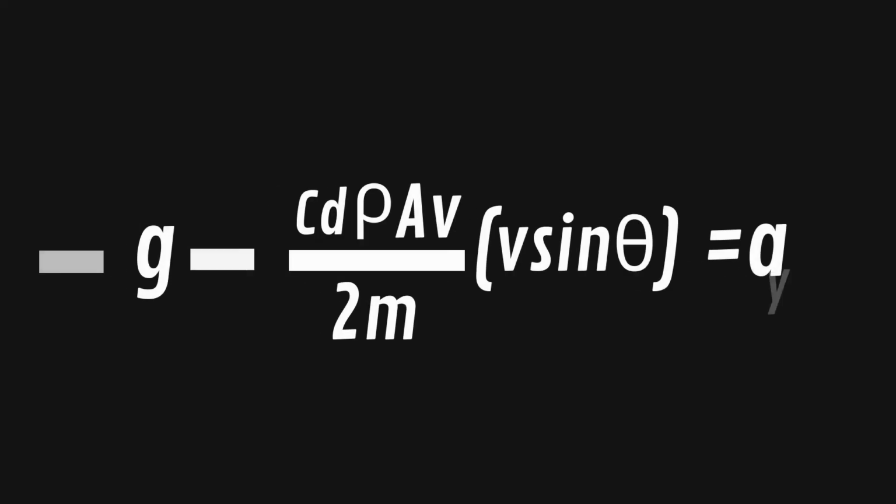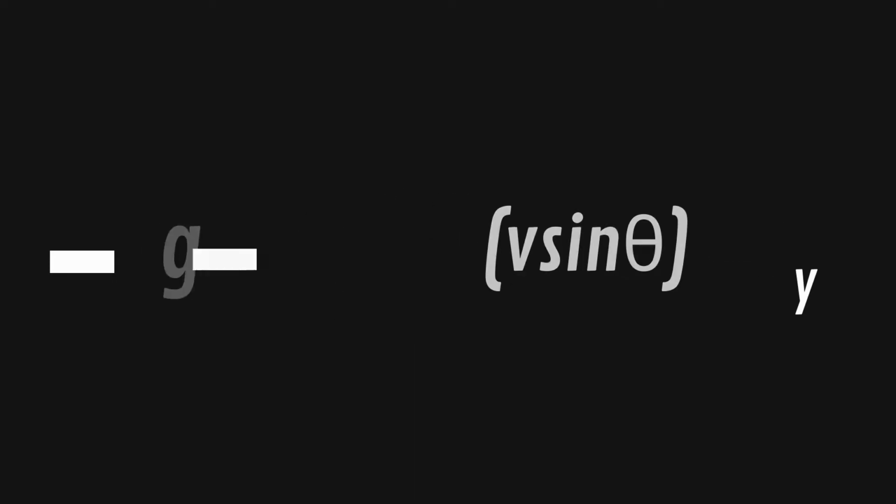If you want to see more in-depth equations or proof of what I tried to do, I put a link in the bio for my PDF of all my solutions and different blueprints that I used in order to calculate all of this. So with our general equation, we just divide everything by mass and we get negative g minus C rho A V over 2m times V sine theta is equal to the acceleration in the y-axis. There you have it. We have our acceleration in the y-axis.